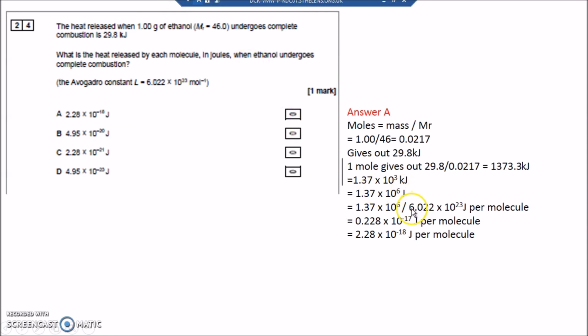I've got Avogadro's constant, which is the number of molecules in a mole, and I want it for just one of them, so I've got to divide by 6.022 times 10 to the power 23 to work out the energy given out by just one molecule, and it comes out as 0.228 times 10 to the minus 17, or 2.28 times 10 to the minus 18, which is answer A.